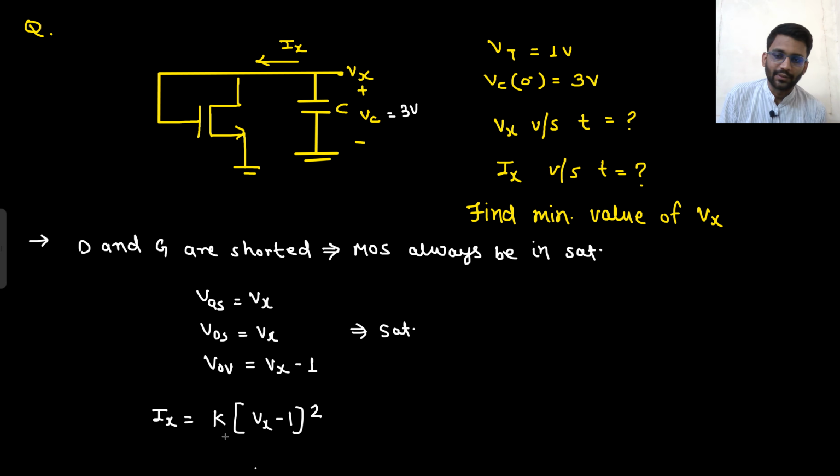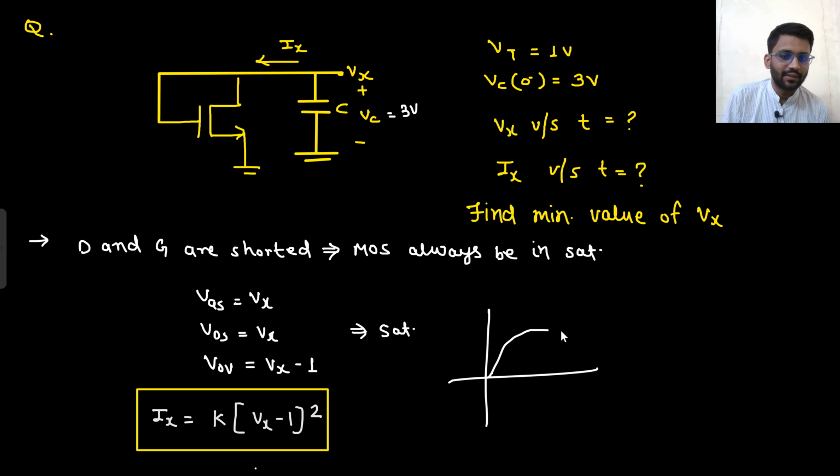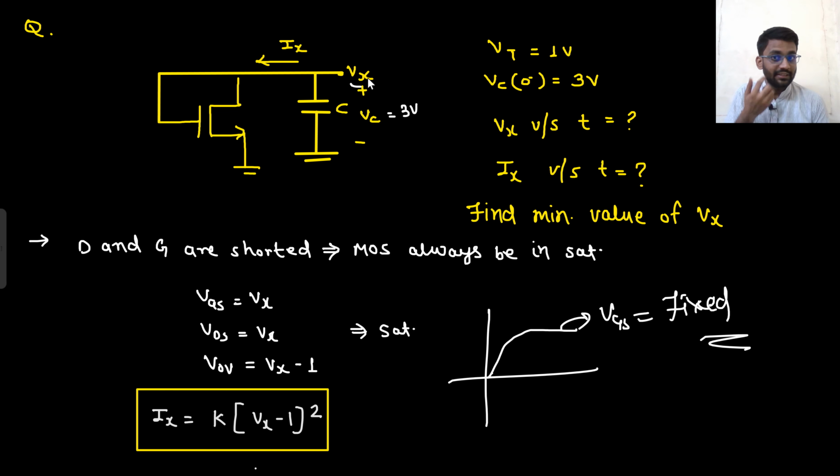This is your Ix value. I told you one thing: in the saturation region, the current is constant. But that is when VGS is fixed. Here VGS is not fixed; VGS is varying, depending on the value of Vx. So what is happening? It will act as a current source. Certainly it will act as a current source, but the current source is varying.